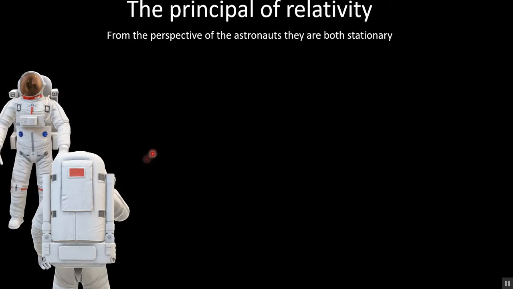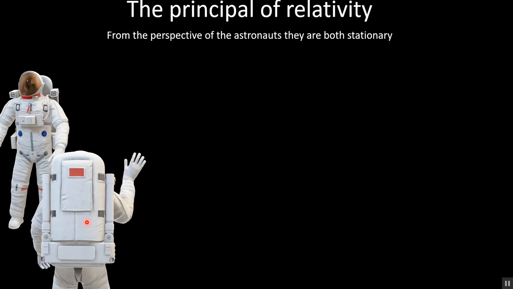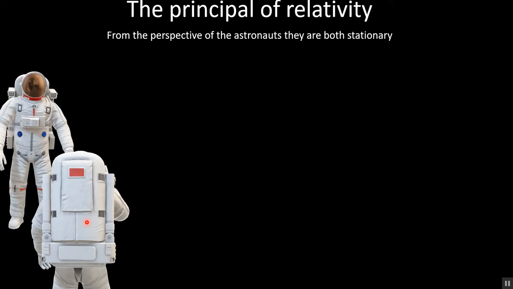Let's just take one last look at this. Now I've got both spacemen opposite each other. We've got grumpy spaceman and happy spaceman. Now from their perspective, both of them are stationary.